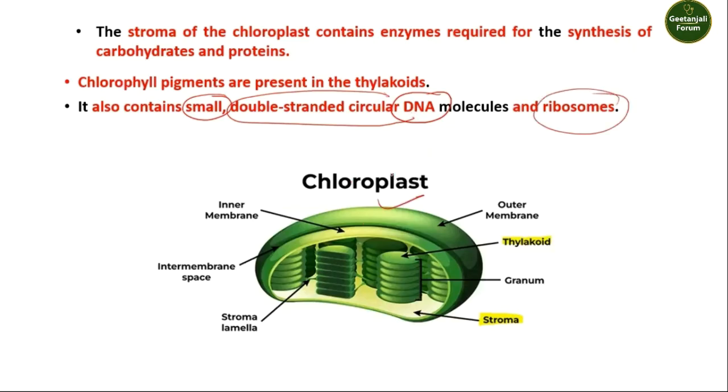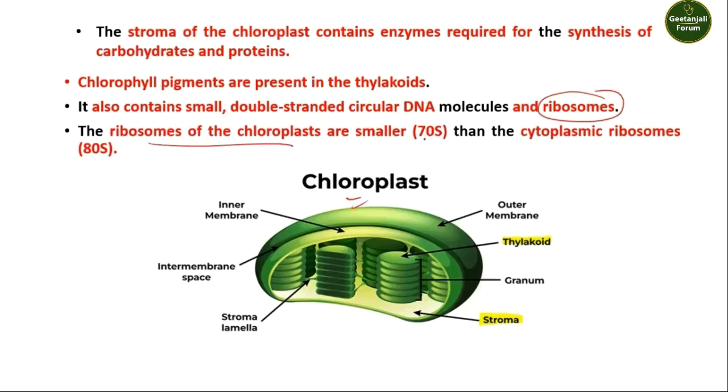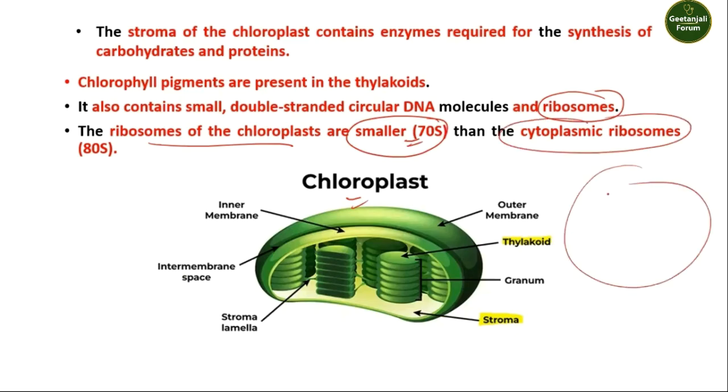We have already studied that DNA is found in nucleus. Other than nucleus, DNA is also found in mitochondria as well as chloroplast. Now the ribosome, which is found in chloroplast, they are smaller. They are 70S ribosome, while the cytoplasmic ribosomes found in the cytoplasm of the cell and on the surface of rough endoplasmic reticulum, those ribosomes are 80S, while ribosomes on chloroplast are 70S.